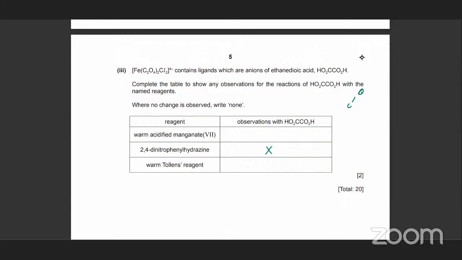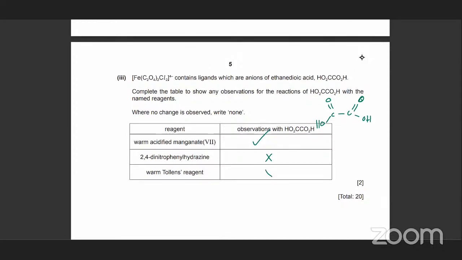And so now ethane dioic acid would react with KMnO4, would get oxidized. ठीक है, Tollens के साथ it was methanoic acid that would react, not KMnO4. ठीक है, clear है?